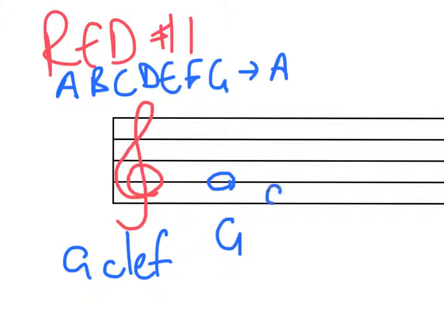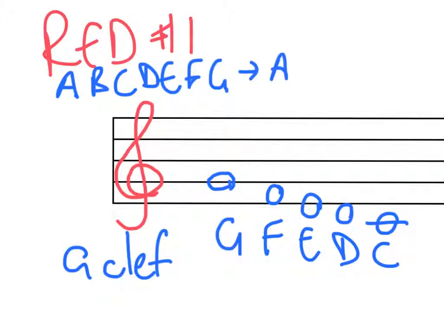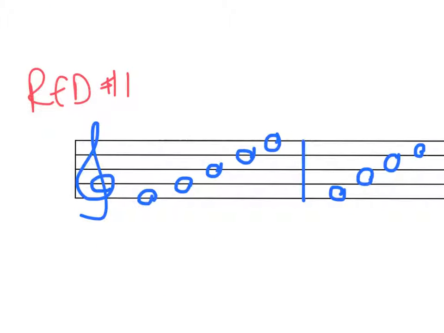Or I can go down. Now of course here you get to practice your alphabet going backwards. Notice I draw an extra little line for notes that go below the stave. Call that a ledger line. So as I go down my alphabet, G, F, E, D, C. So as long as you know where the note G is, you can figure out any other note.